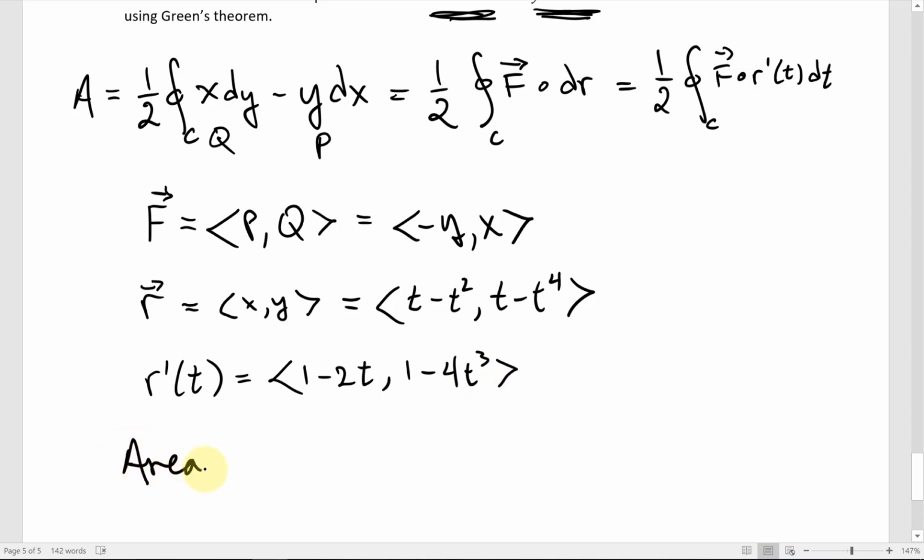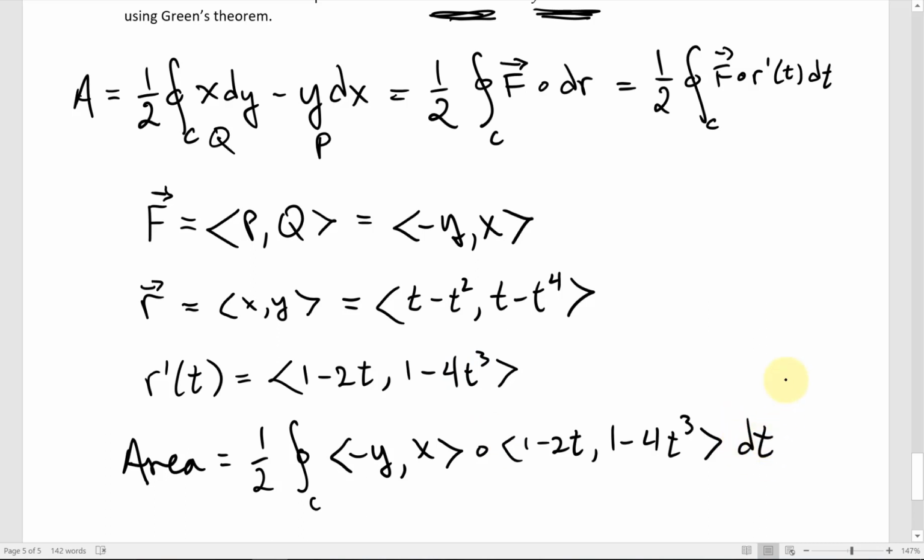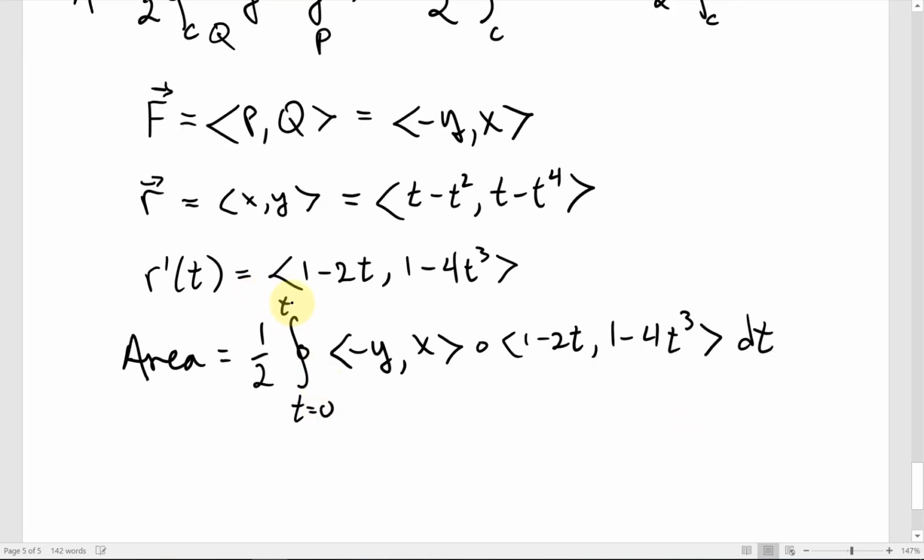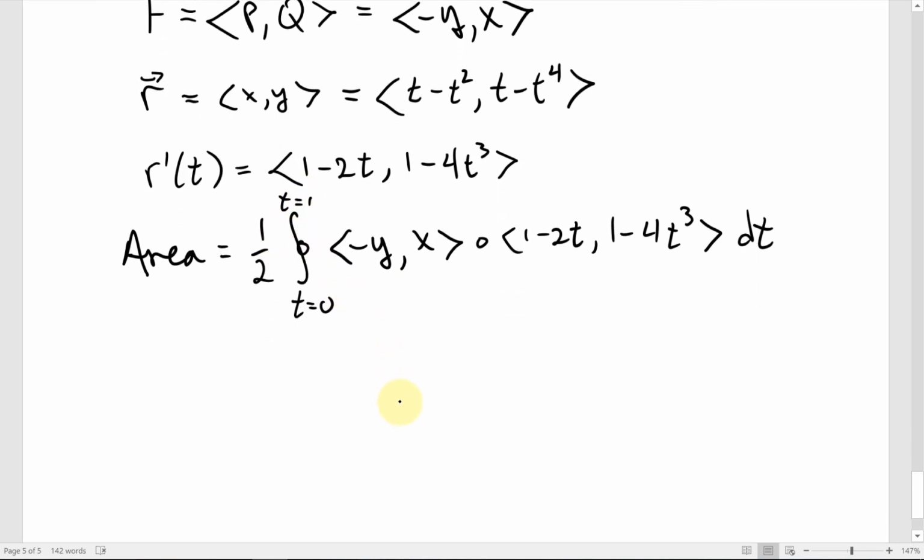So the area is 1/2 of this integral, where Green's theorem applies, of the dot product of f and the velocity function, or the rate of change of the position with respect to t, integrated with respect to t. Now that I've got that dt on there, I can use the bounds for this curve, which are 0 to 1 in the parameter.